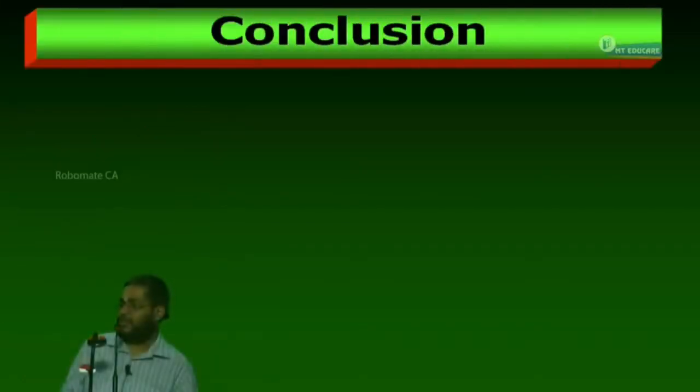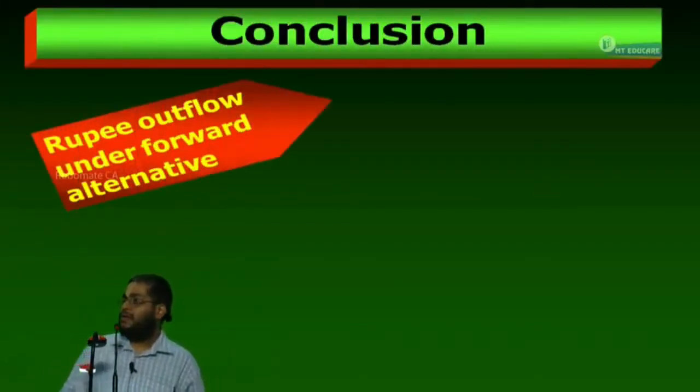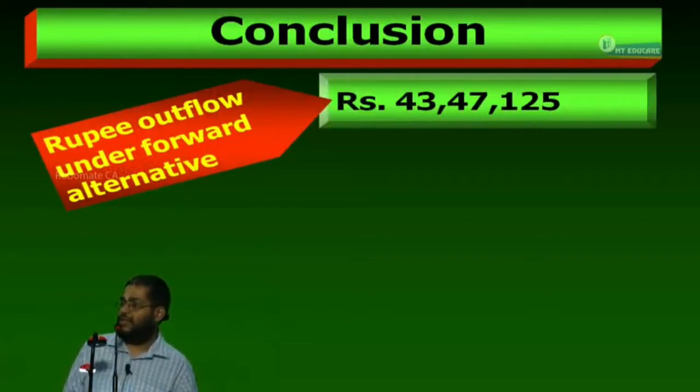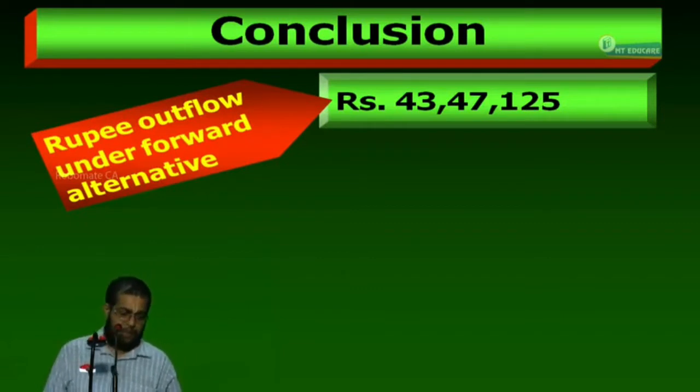Conclusion. Forward cover. Just simply write forward cover: 43 lakh 47,125.